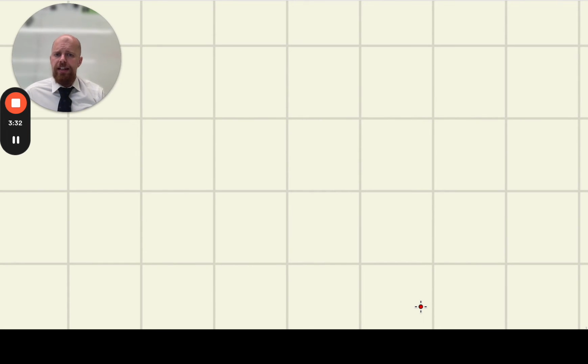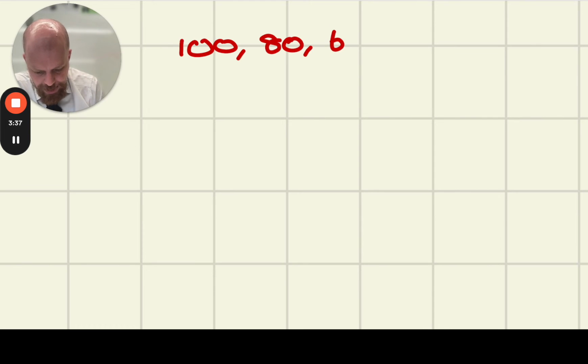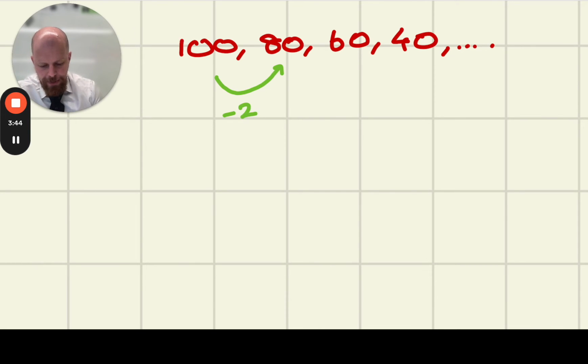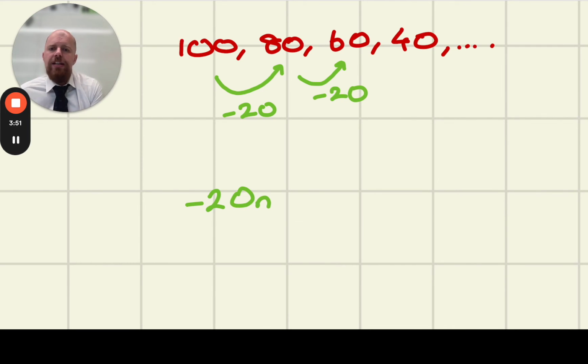Let's do a slightly different example. Let's say we've got 100, 80, 60, 40, and so on. Well, this time, I'm going down by 20 each time. That means that we're looking at minus 20n. Now, you could do the minus 20 times tables if you wanted to and compare them, but the easier way, as I said before, is just to go back 1 term. If you go back 1 term, we're going 40, 60, 80, 100. The next term would be 120. So it is plus 120.